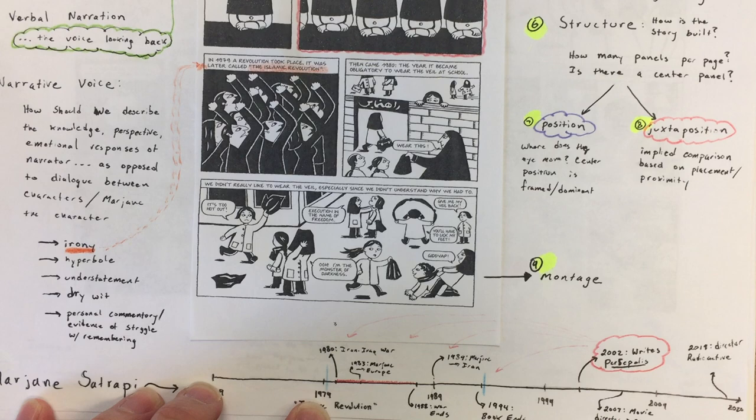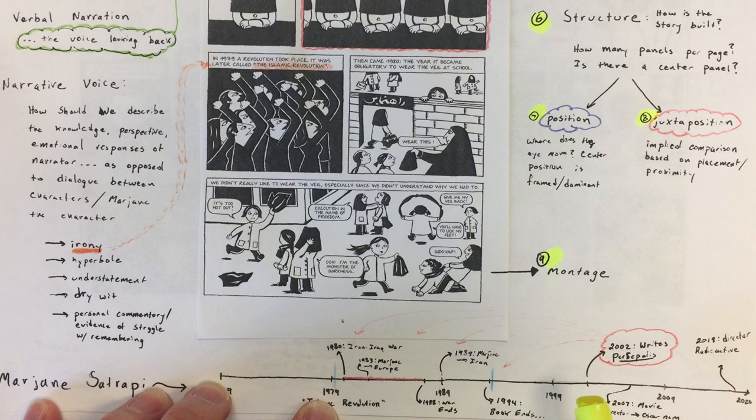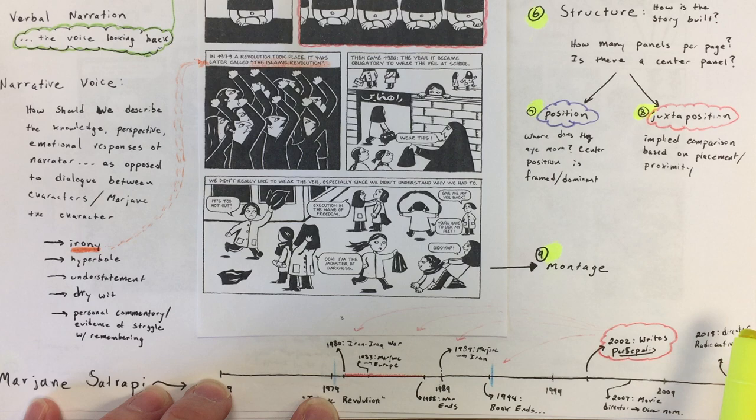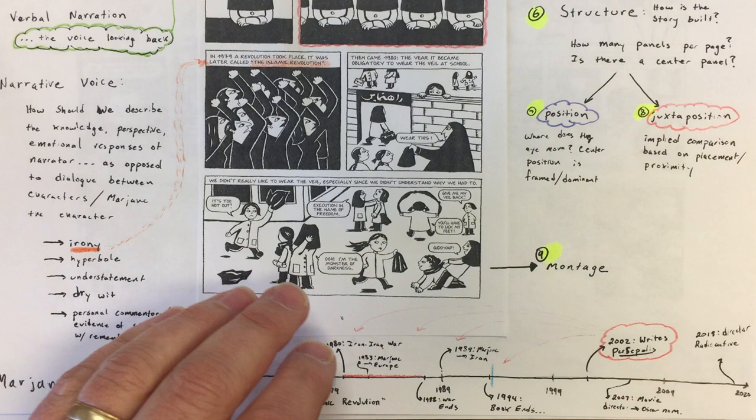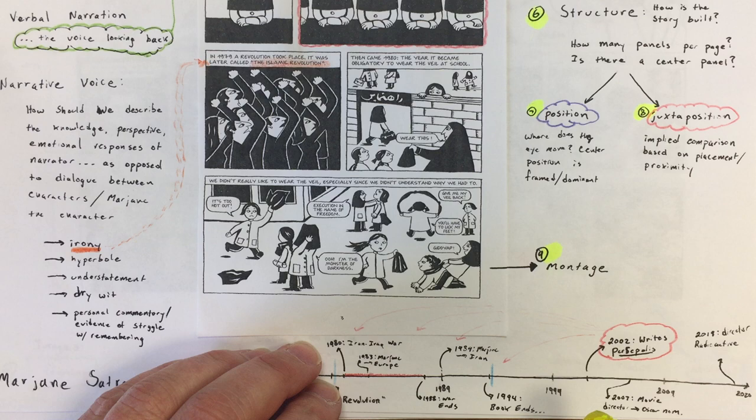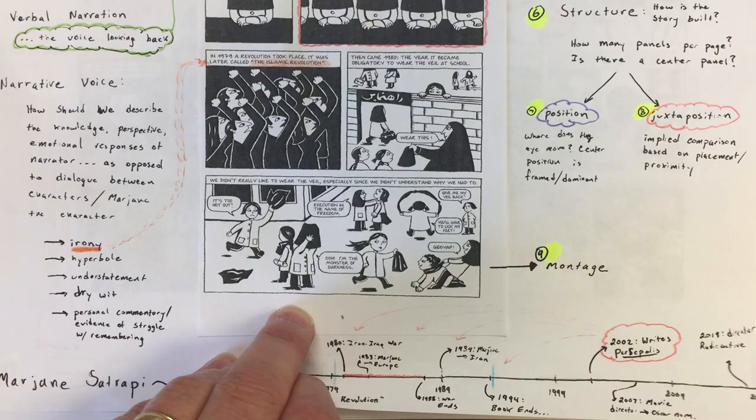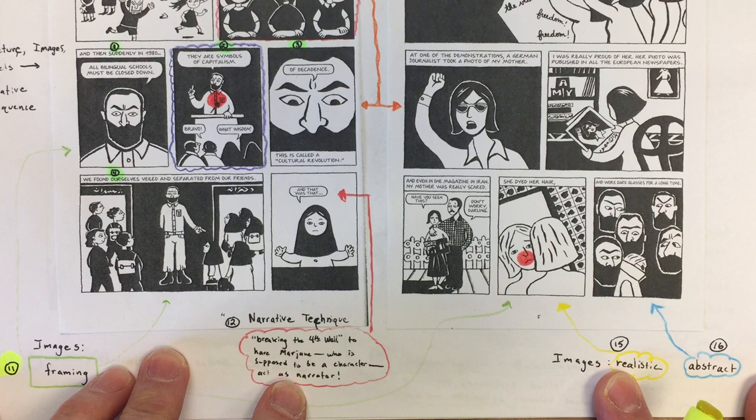So she wrote Persepolis in 2002, which is great, but her career is ongoing. As recently as 2019, she directed a movie called Radioactive, which is about the life of Marie Curie, which is not surprising that she would direct that movie. She was nominated for an Oscar for the movie version of The Complete Persepolis. So she's very much still producing art, very much still an awesome thinker.